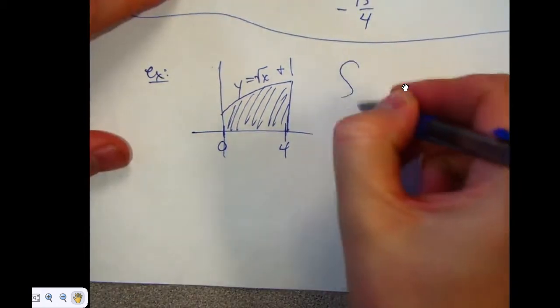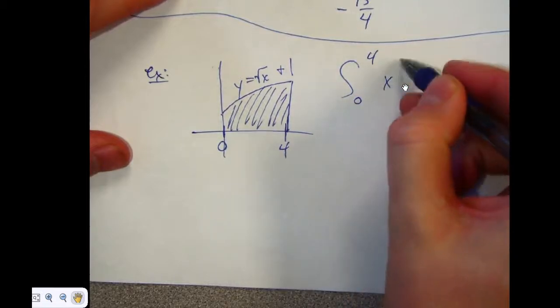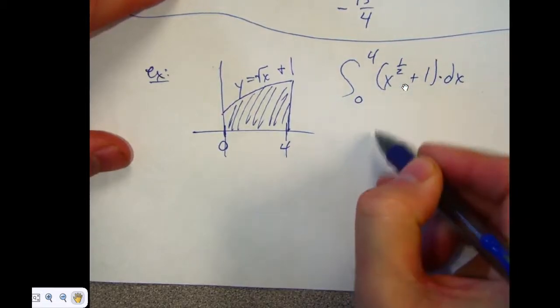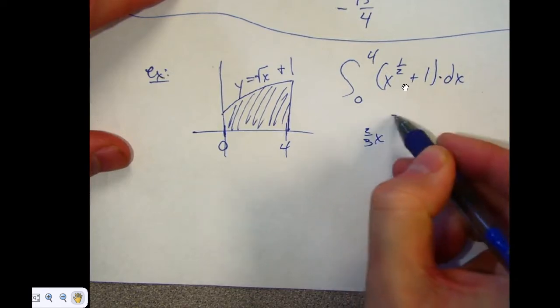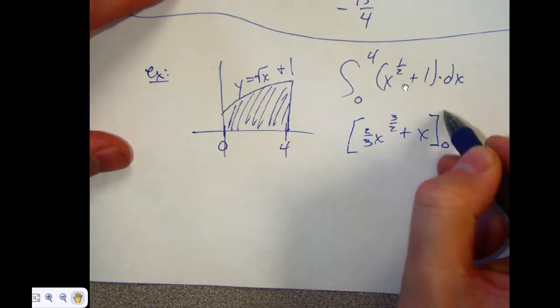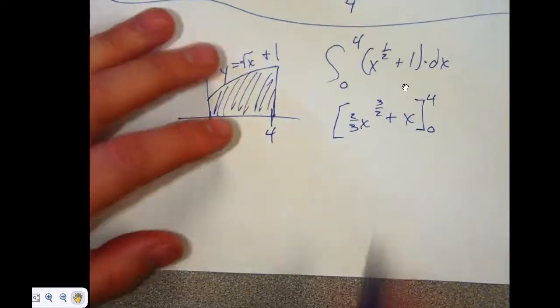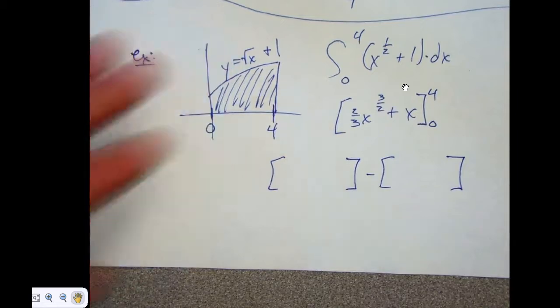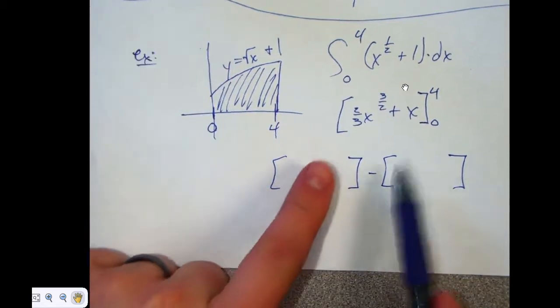So you're going to integrate from 0 to 4. I'll probably make that x to the 1/2 times dx. So your integral would be 2/3 x to the 3/2 plus x. You've got your 0 and your 4. So what I'm saying is I always do this: just one giant bracket minus another giant bracket. I work it all out in there.